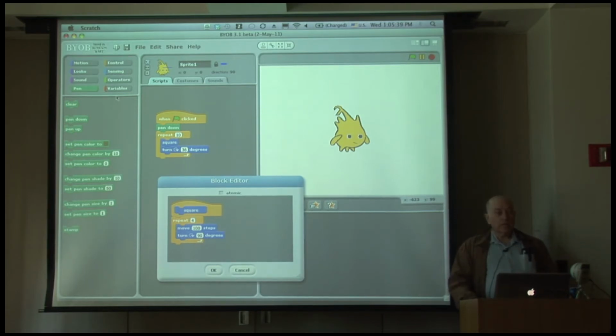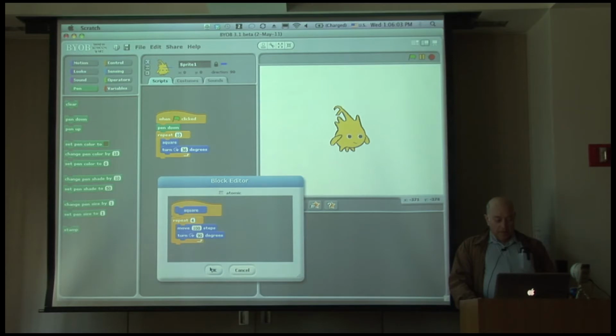One thing you might be able to mention: in the block editor, you change something. I found this out last night. You change something in the block editor and try to run it. It's not saved until you close the block editor. Right? Yeah, you have to say OK to your changes.